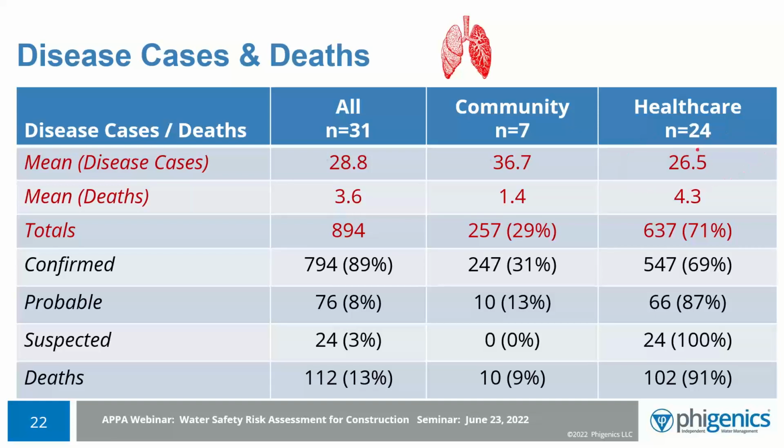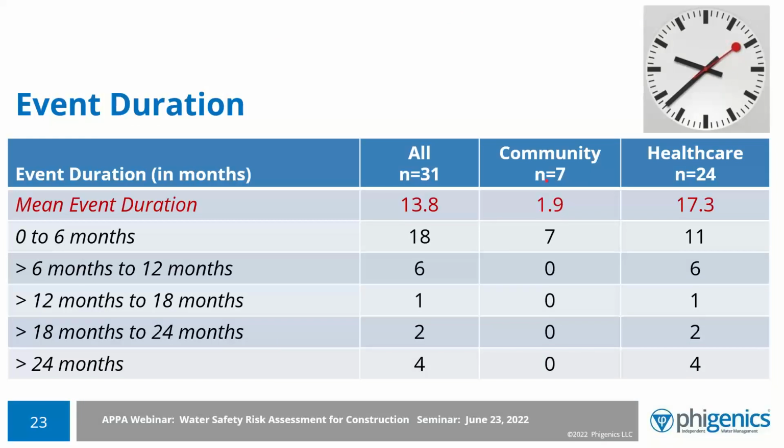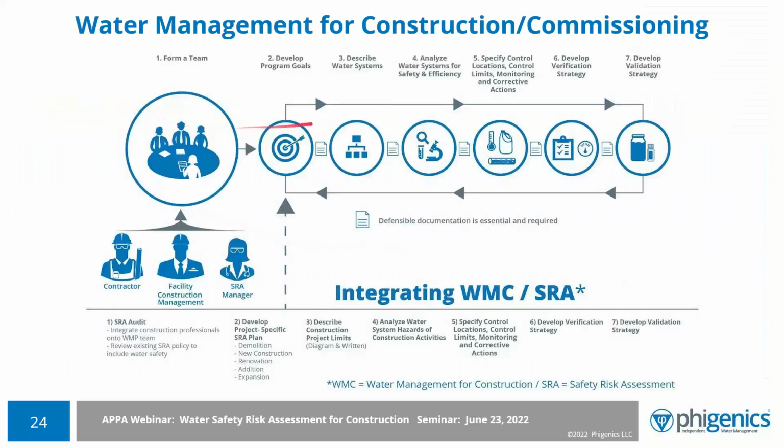In healthcare settings, it's lower, but they have more deaths because of the population. So in terms of deaths, you may have 36 to 37 disease cases, of which 1 to 2 would be a death. And those are very legally challenging situations to be involved in. The event duration in a healthcare setting can be 17 to 18 months. Most of them in community settings are 1 to 2 months, and most in both settings can be handled in less than 6 months.